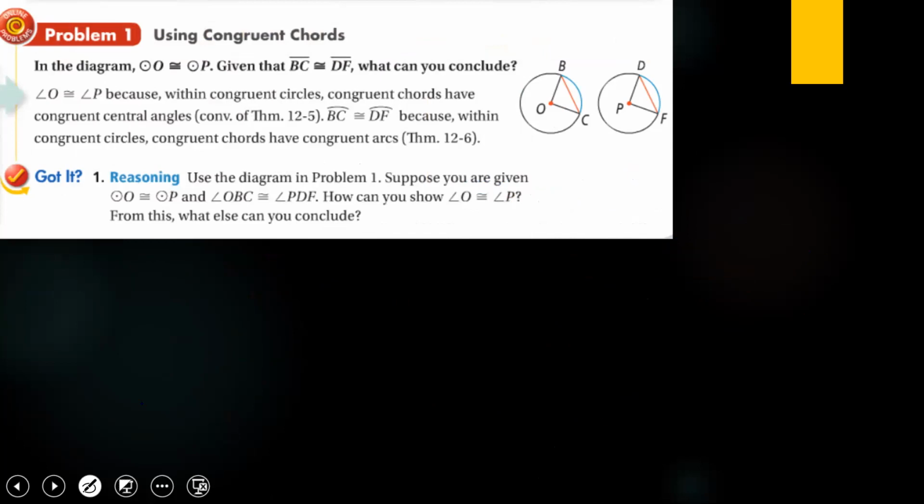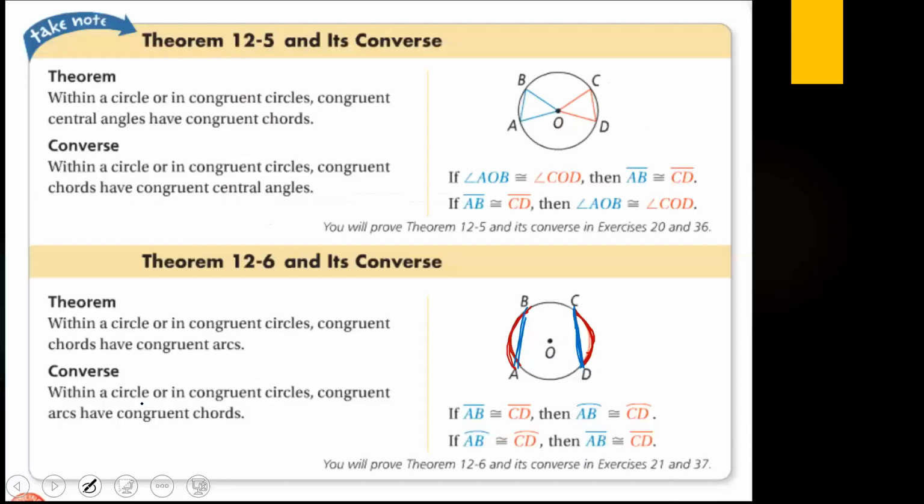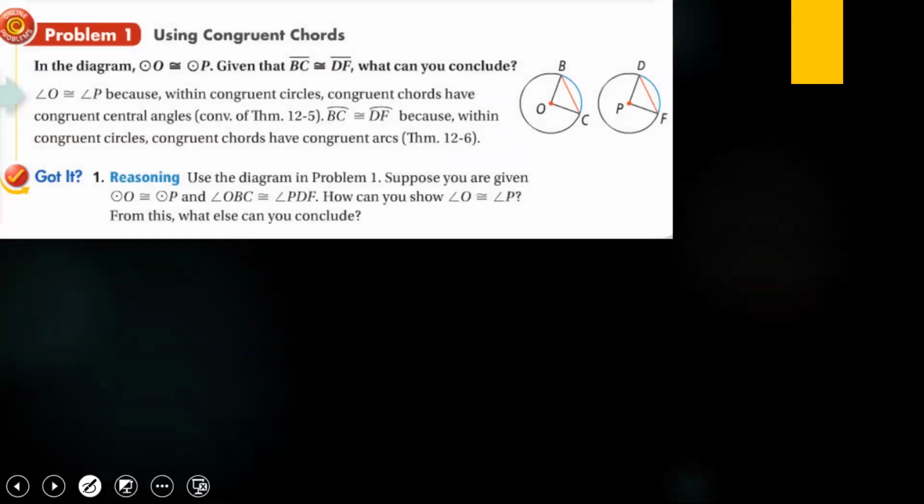Problem 1 here. Let's use our theorem with the congruent chords. Now, in the diagram here, we have two circles, and the two circles are congruent. The first circle has center O, and the second circle has center P. These two circles are congruent to each other. And given that the chord BC is congruent to DF.